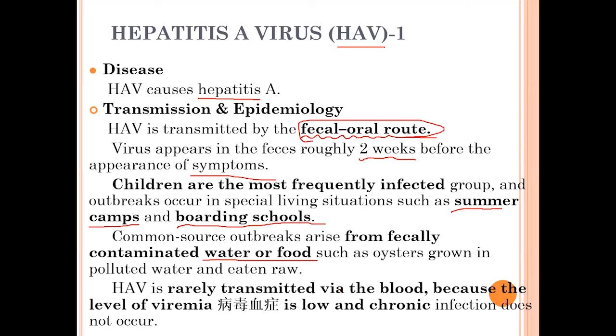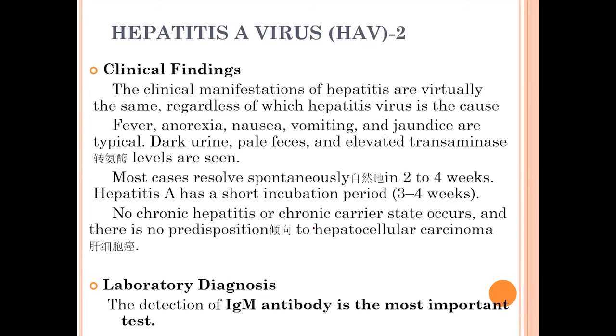Hepatitis A virus is usually not transmitted by blood, but occasionally. So that's hepatitis A. Clinical symptoms are pretty similar to other hepatitis. We're talking about patients with maybe fever, poor appetite, nausea, vomiting, and jaundice, yellow skin, yellow eyes, and dark urine, pale stool.